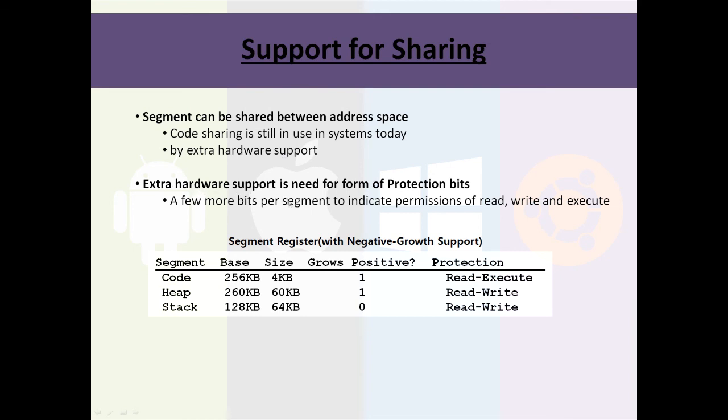Now, extra hardware support is needed in the form of these protection bits, and this indicates whether or not a segment can be read or written to and executed on. So when you see read-write protection and stuff like that, that information is governed and stored in our segment register when we are processing information. So there's a few more bits per segment to indicate the permissions of read, write, and execute.